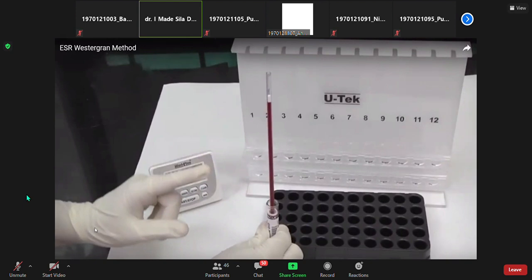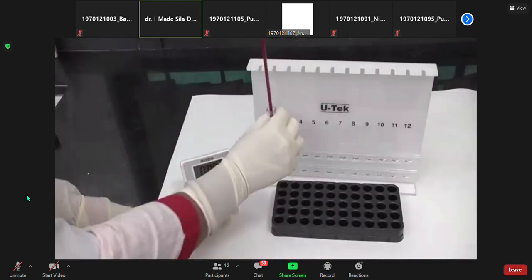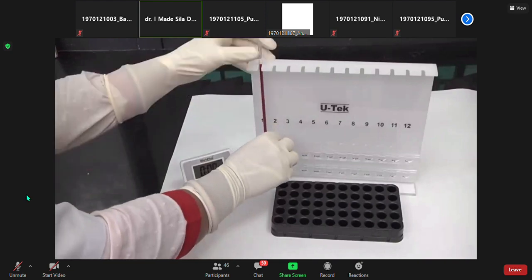The column falls exactly to the 0 millimeters position. Place the tube with the pipette into the stand provided.